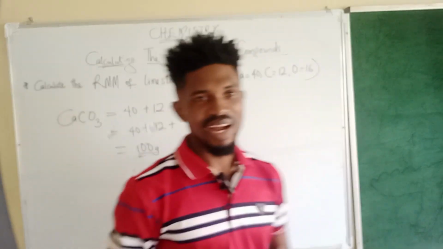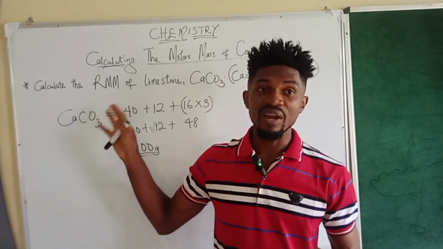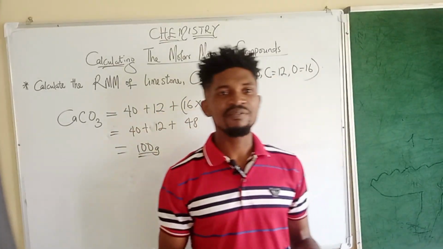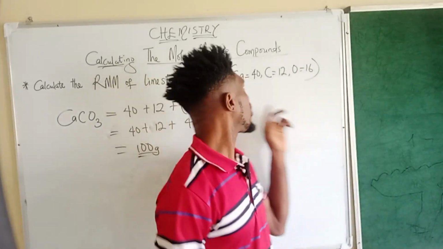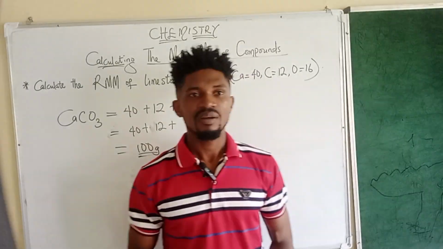I believe I've been able to explain it to you in the way you'll be able to understand easily. And I believe that if I give you another compound to calculate for the relative molecular mass, provided that all these things are provided, you'll be able to solve it easily. Right?